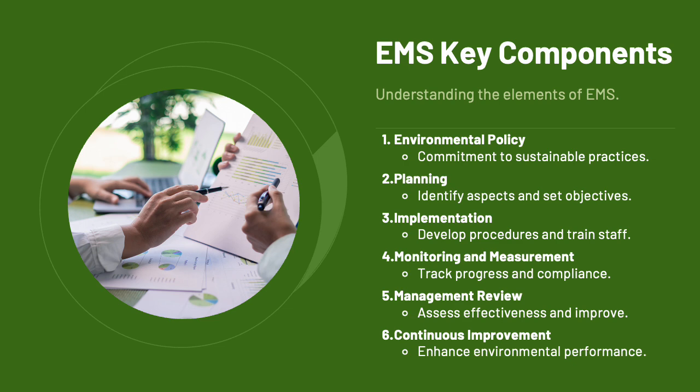Right, the next stage, let us see the components of environmental management system. These are the key components that need to be included if a company wants to implement an environmental management system in their company. First one is environmental policy. It is a promise to act responsibly.